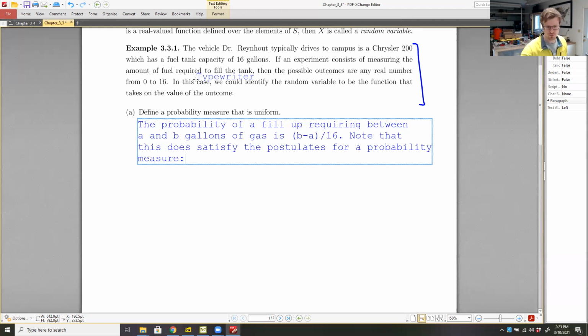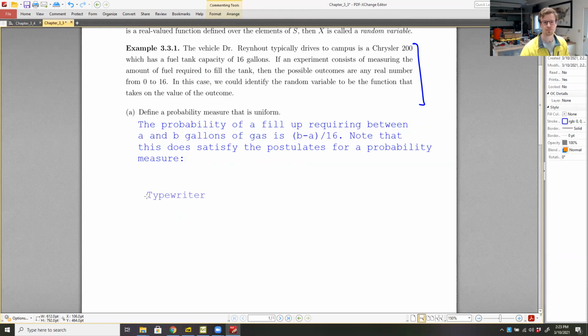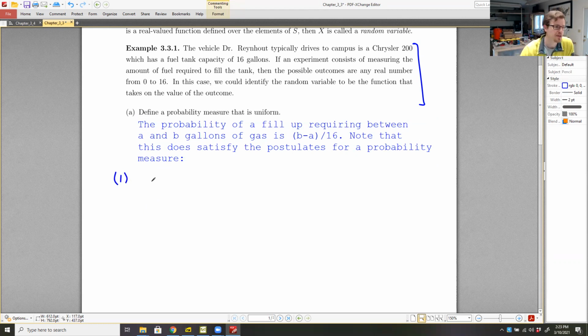So let's work through those a moment. What are those postulates? Well, the first postulate is that all of the probabilities are greater than or equal to 0. So for a less than or equal to b, because if we want between a and b, between 3 and 5, between 6 and 10, or whatever, we're not going to say between 6 and 2 gallons. We would say it in ascending order. So let's use that idea. So we have a is less than or equal to b.